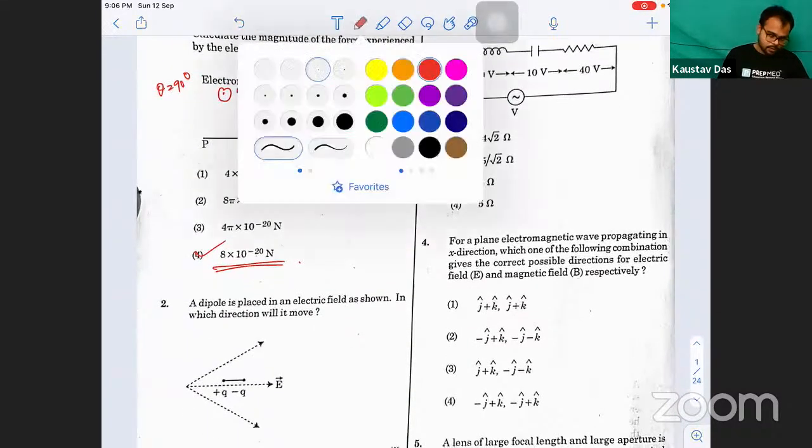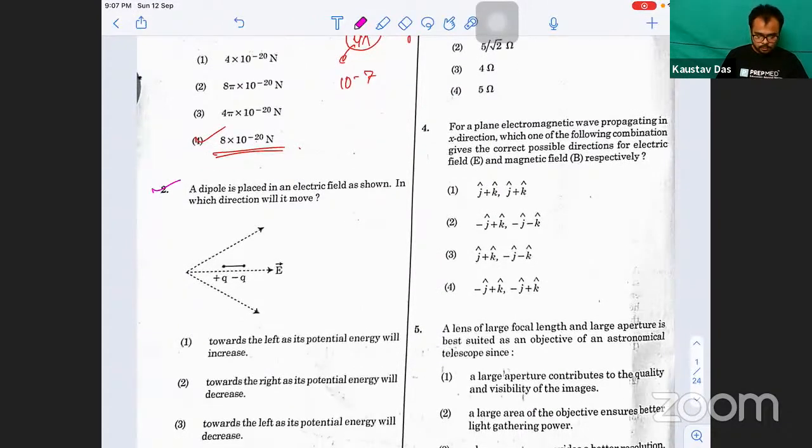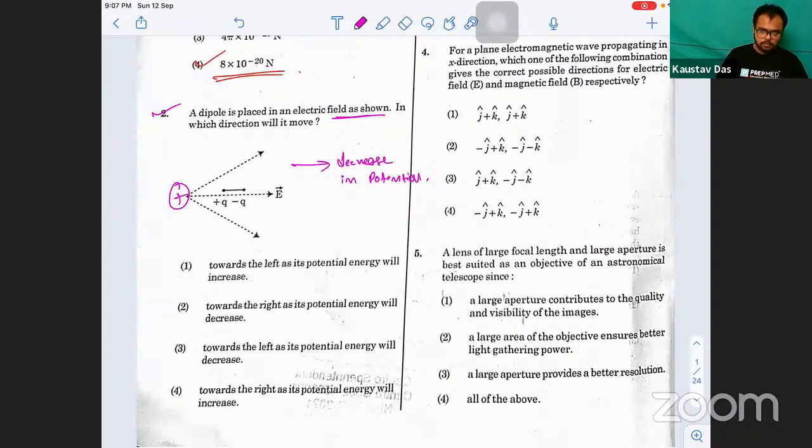Now let us come to question number 2. The dipole is placed in an electric field as shown. Here we have a positive charge and a diverging electric field. Along the direction of electric field, there is a decrease in potential. You can apply some common sense and negotiate with your options: the potential energy is going to decrease.